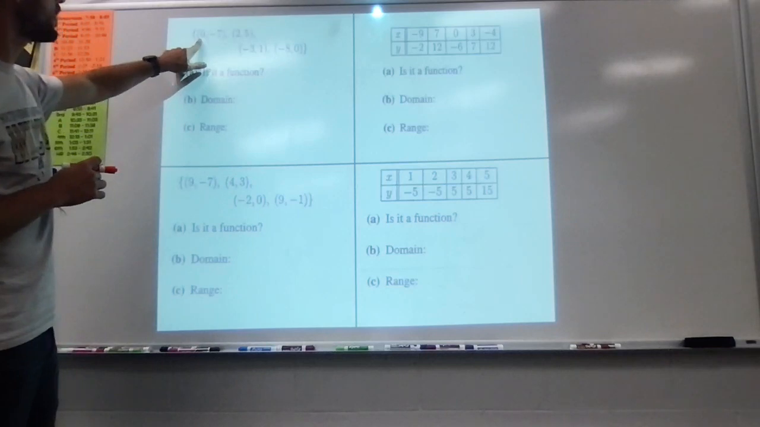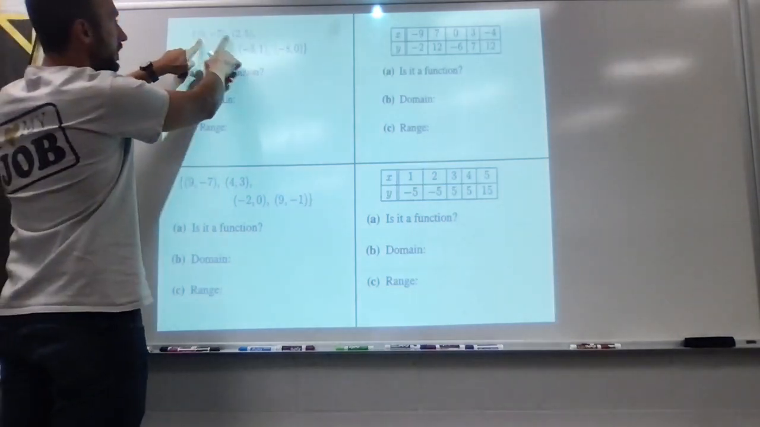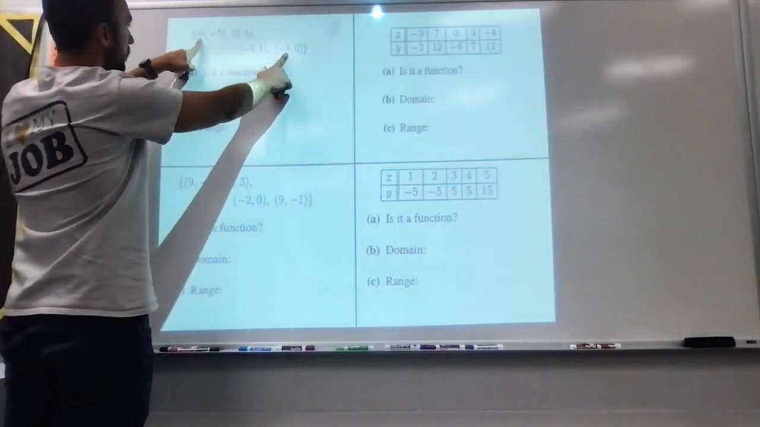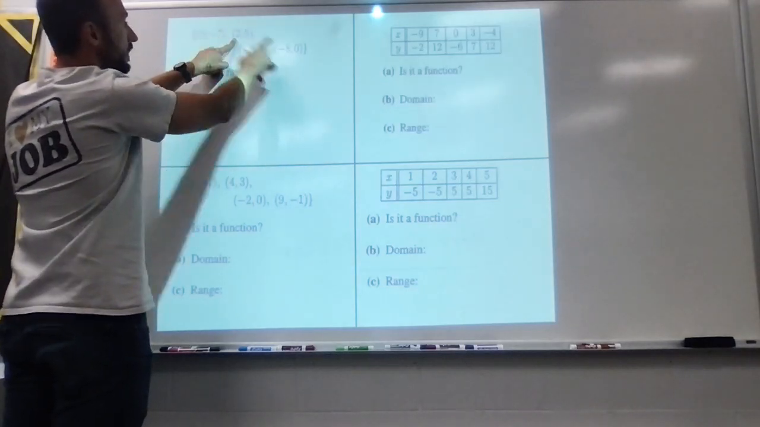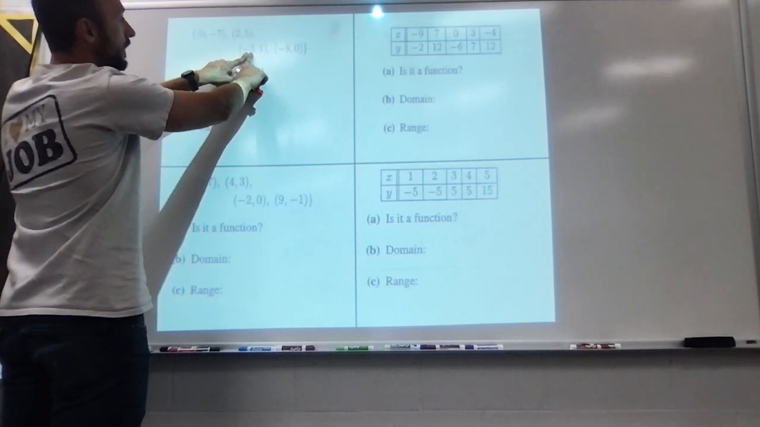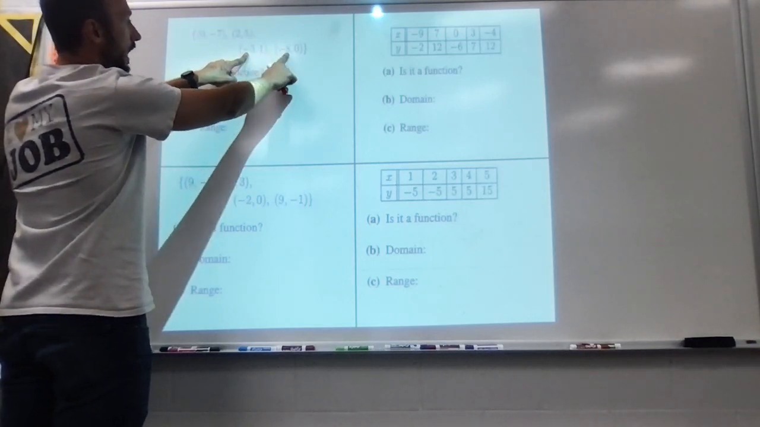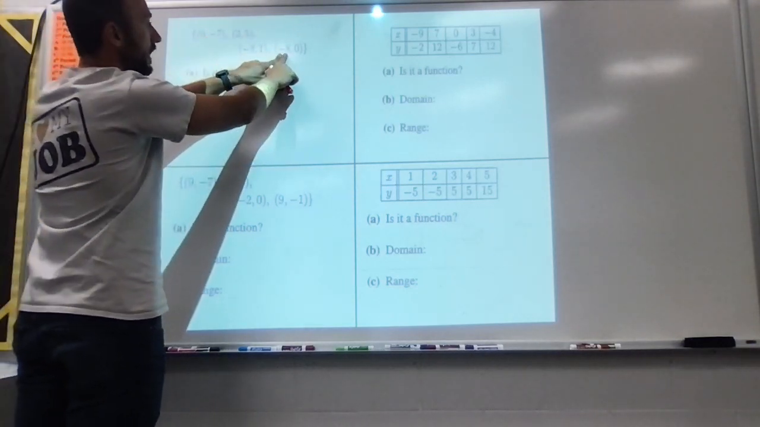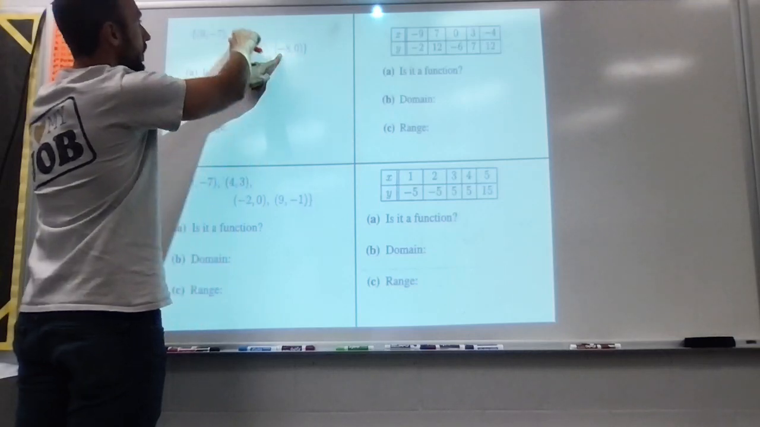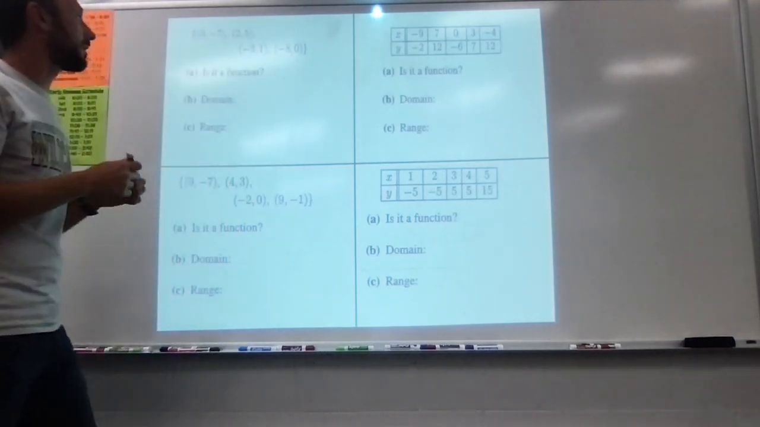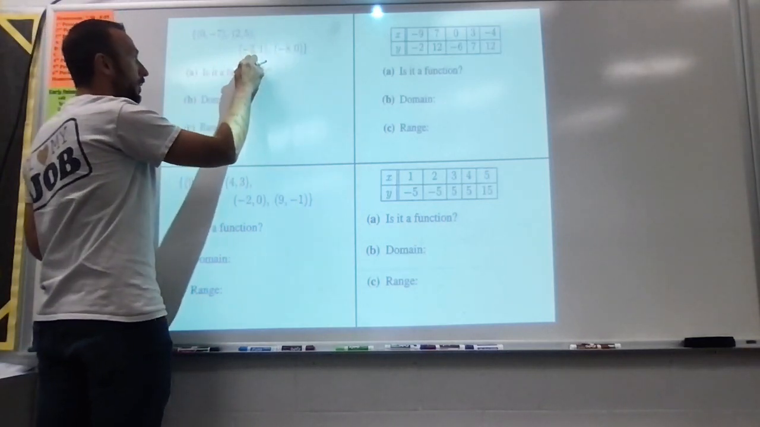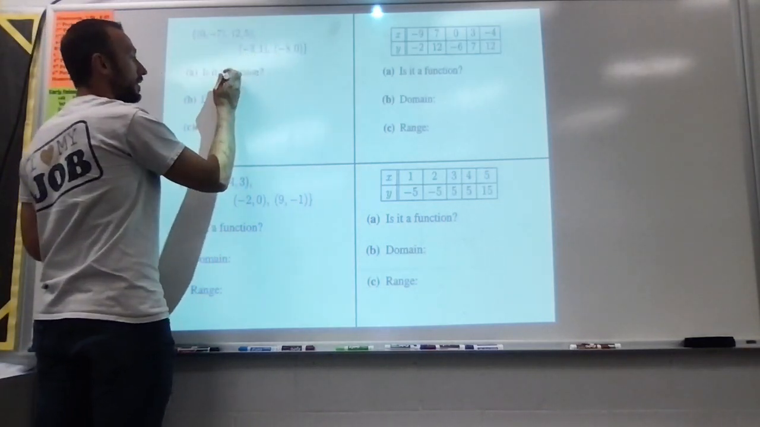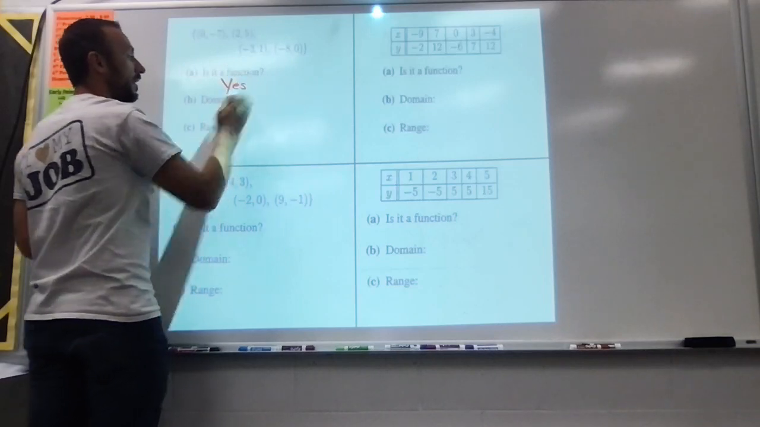So if our input's 0, what's our output? -7. Do I have any other zeros as inputs? No. Input 2, output 5. Do I have any other inputs of 2? No. Input of -3, outputs 1. I have no other -3s. Here's -8. It has an output of 0. I have no other -8s. So that is a function because I know when I put -8 in, I'm going to get 0. I know when I put -3 in, I'm going to get 1. So yes, this is a function.